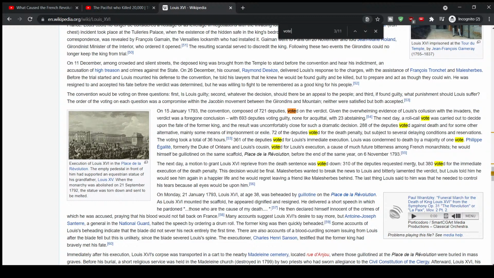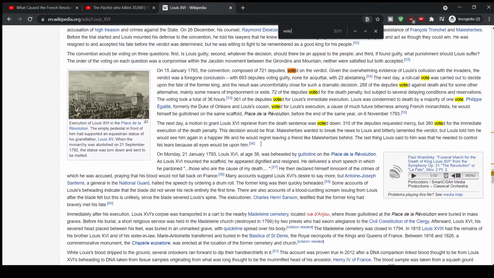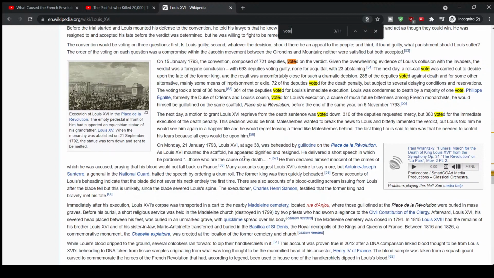310 requested mercy, 380 voted for immediate execution. Okay, that was what it was. It was that very slightly, like by 1 vote, because 361 out of 721 is a majority by 1 vote. So it was 1 vote that said, kill him right now immediately. There were other people that wanted to kill him, and everybody was going to punish him in one sense or another. But it was ironic that the person that killed him, his cousin there, ended up also getting guillotined.